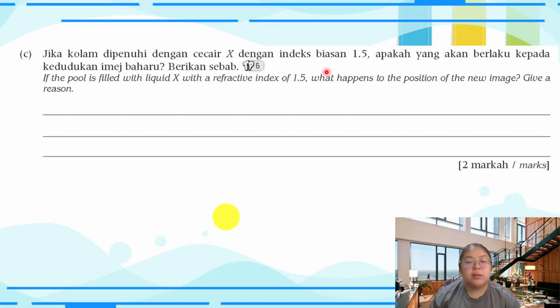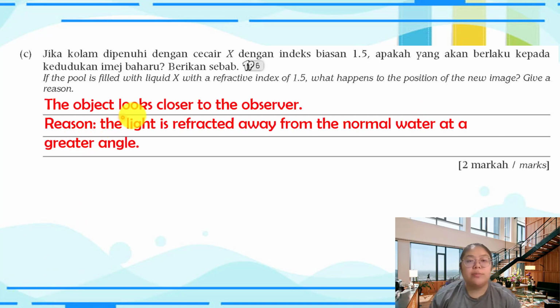More closer to the surface. So from here, the object looks closer to the observer. Okay, the reason is the light is refracted away from the normal at a greater angle. Just now it was normal water, now it's a special liquid. So that means it will bend more away from the normal. So that's why you find the object is closer to you. So this is the reason. When I change the refractive index, or you can say the density of the liquid, then the apparent depth will also change. Okay, so hopefully you check your answers and do some correction.